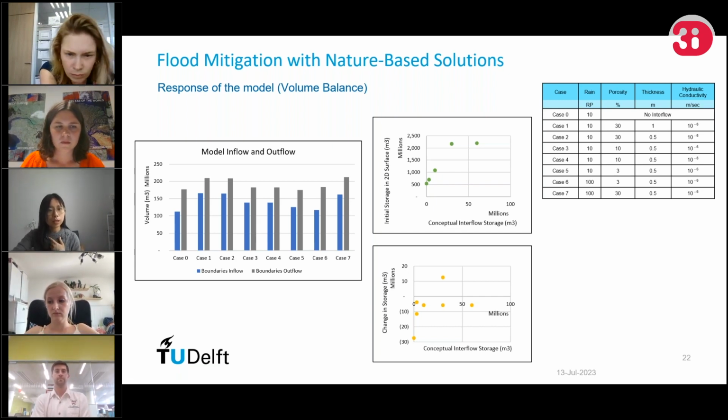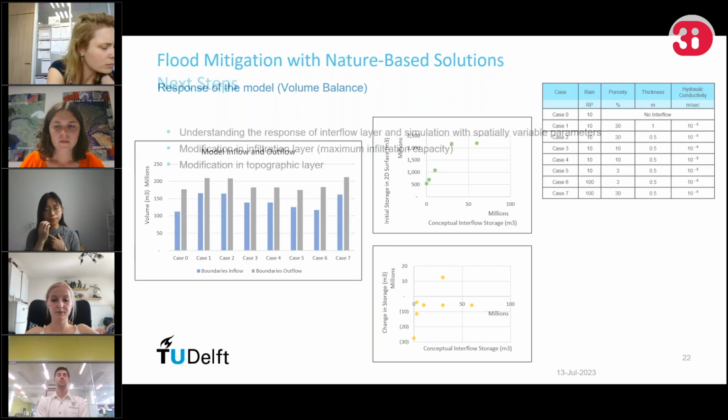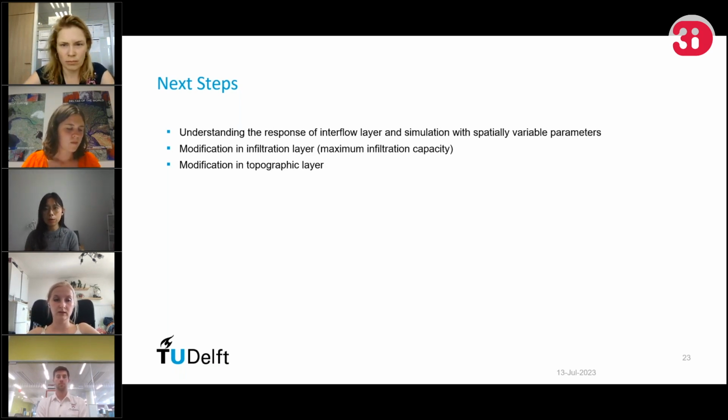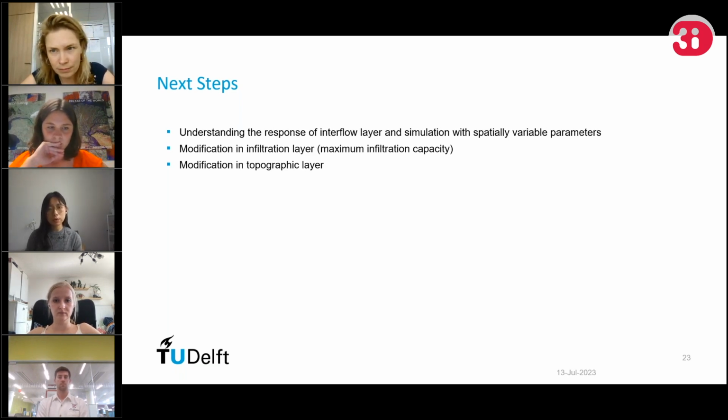In my model, there is still a higher outflow than inflow. So this is ongoing work, and I still need to explore more to understand the response of the model in the interflow layer simulation. Afterward, I will make the simulation with spatially variable parameters according to the soil type of the city, and modification in the infiltration layer, with the infiltration rate in raster files. It worked well to give the output of the model. At a later stage, I will try to modify the topographic layer to have a retention lake.